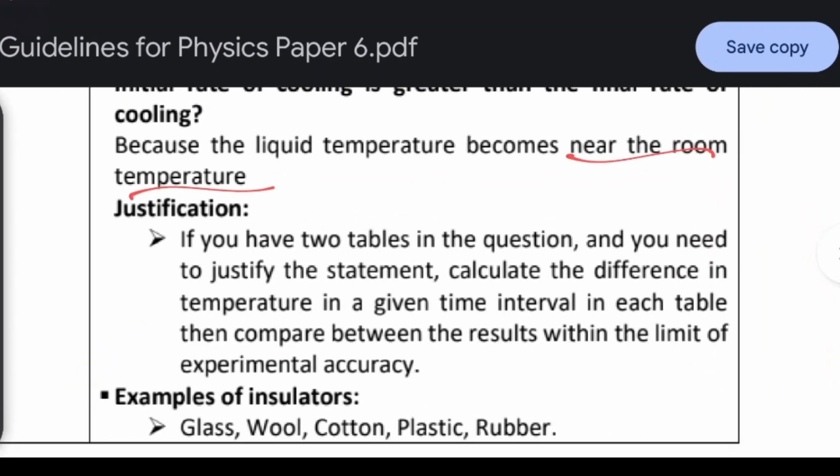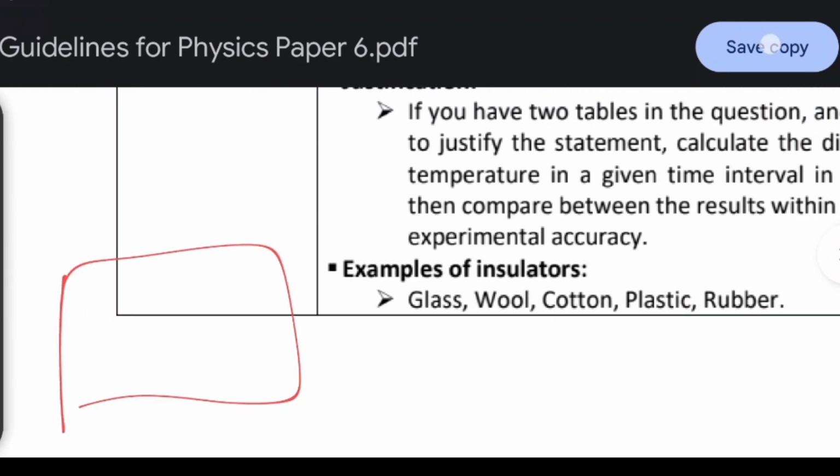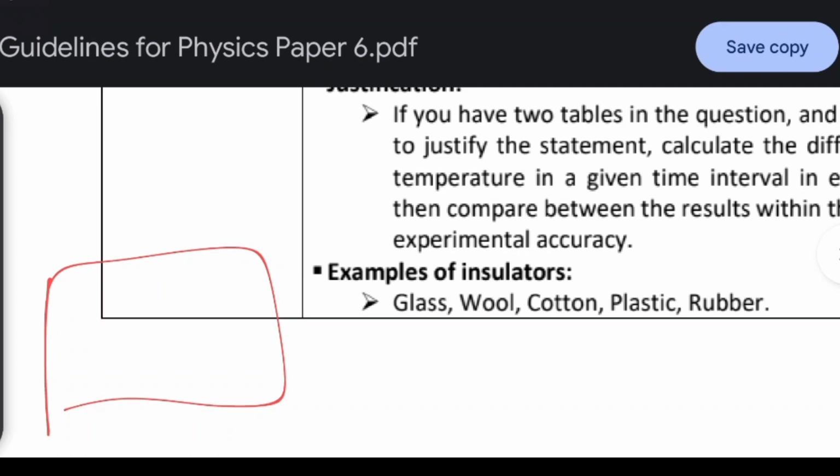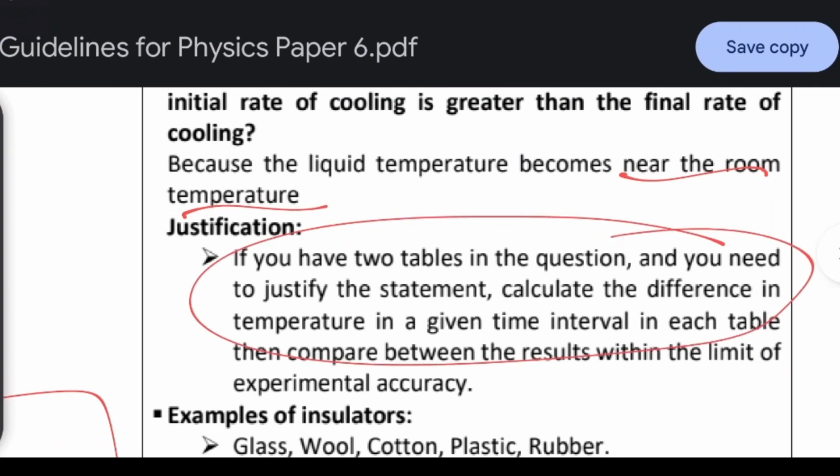Okay, if you have 2 tables in the question and you need to justify the statement, calculate the difference in a given time interval in each table and compare the results within the limit of experimental accuracy. What they mean here is, okay, wait, I'll show you a question related to this which showed up in Feb March so that you can understand this justification. We discussed it in our previous video.